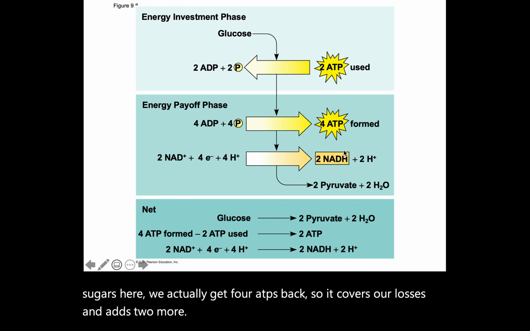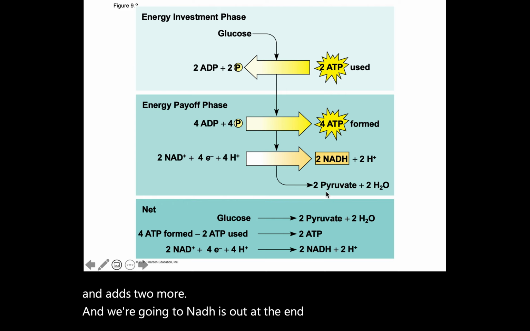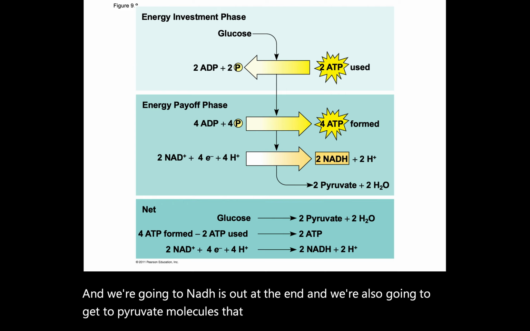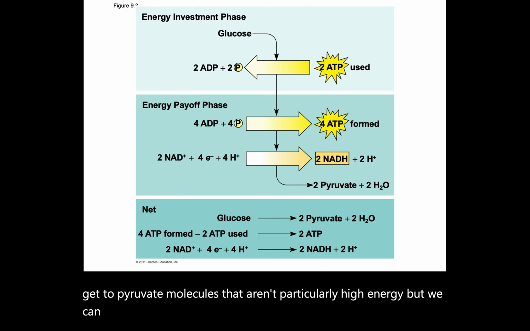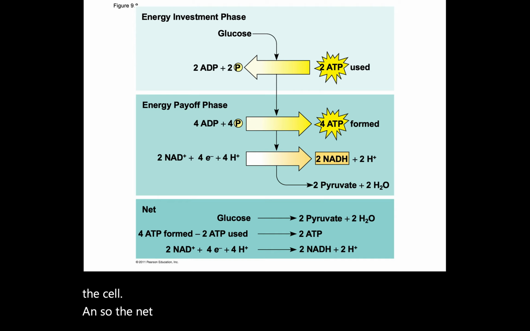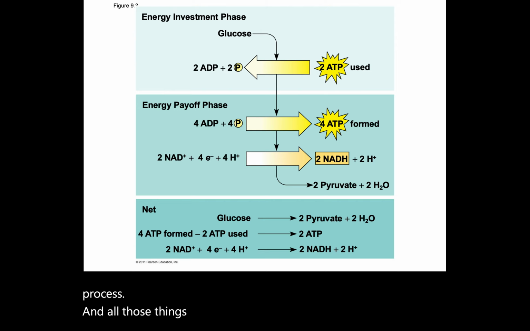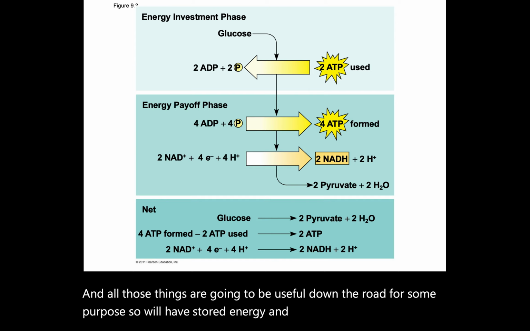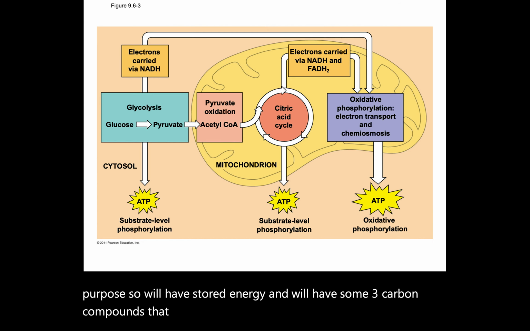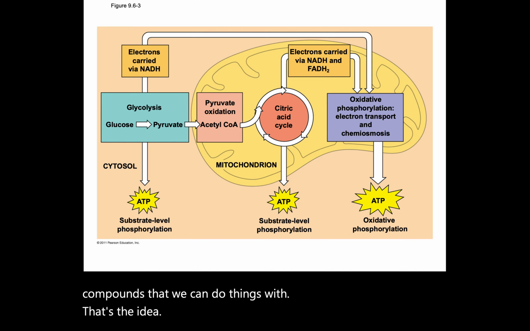And we're going to get 2 NADHs out at the end. And we're also going to get 2 pyruvate molecules that aren't particularly high energy, but we can build things out of these. They have further uses inside the cell. And so the net is going to be that we're going to get 2 pyruvates, 2 water molecules, 2 ATPs, 2 NADHs, and 2 H pluses out of this entire process. And all of those things are going to be useful down the road for some purpose. So we'll have stored energy, and we'll have some 3-carbon compounds that we can do things with. That's the idea. All right, and so that's just this little green box of the process.